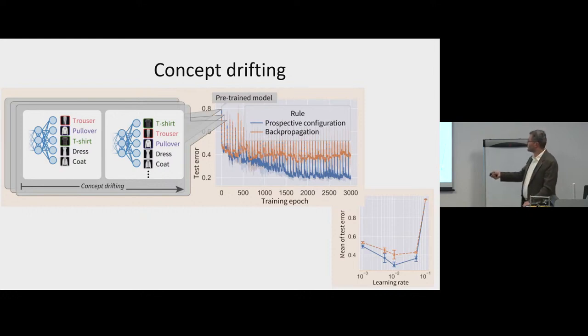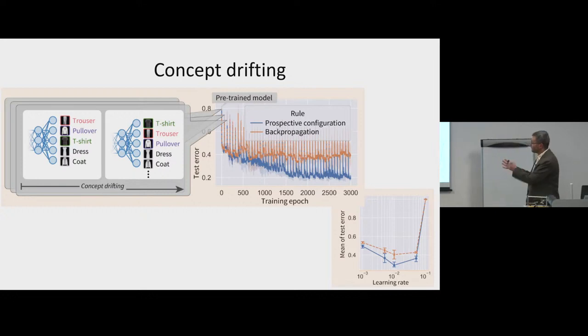You can see the test error of this network, and 0 corresponds to networks already pre-trained with backpropagation. So we took the same starting point for each algorithm. And then the spikes, as you can guess, are the moments where the mapping changes. And essentially, you can see that even with the optimized learning rate for each algorithm, prospective configuration can achieve smaller test error than backpropagation.